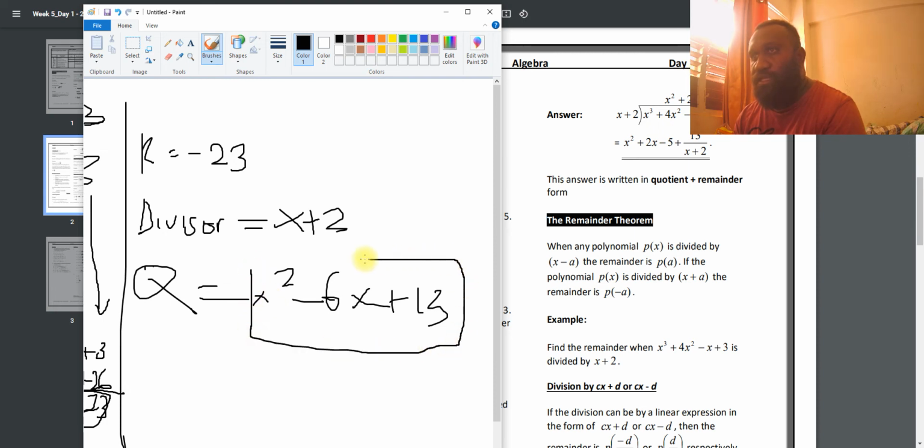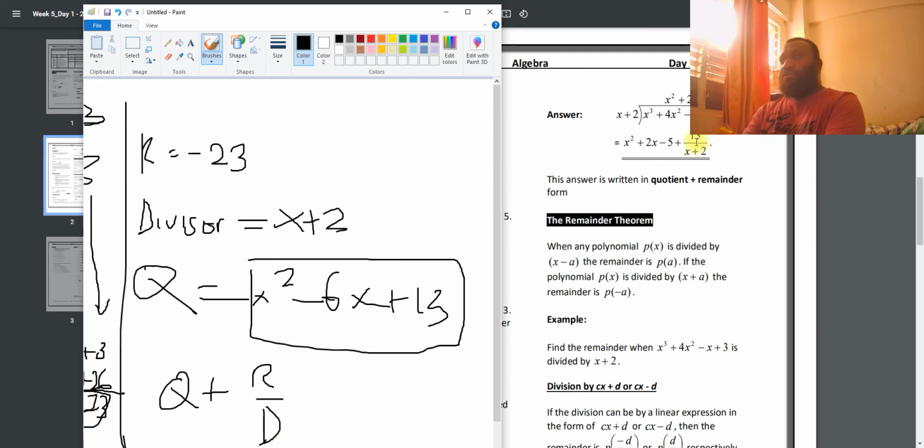Sorry, there's a mistake here. There's a mistake in our quotient here. Should be this one. Our answer is quotient plus remainder over divisor. So quotient here is x squared minus 6x plus 13, plus remainder, which is negative 23, over divisor, which is x plus 2.